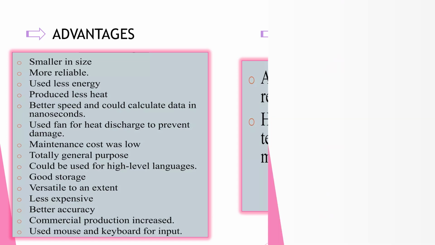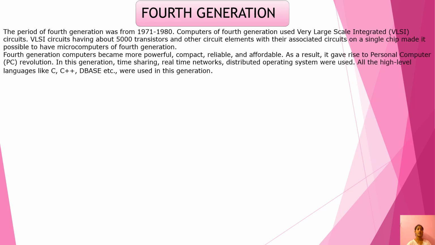So let's go to fourth generation. The period of fourth generation was from 1971 to 1980. Computers of the fourth generation used very large scale integrated circuits having about 5000 transistors and other circuit elements with their associated circuits on a single chip, which made it possible to have microcomputers. The fourth generation computers became more powerful, compact, reliable, and affordable. As a result, it gave rise to the personal computer revolution.